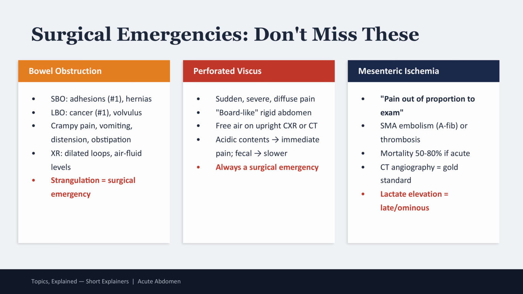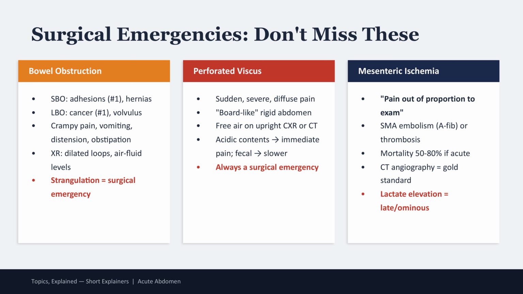If there's fever, tachycardia, or peritoneal signs, suspect strangulation, that's a surgical emergency. Perforated viscus, which is a perforation in an otherwise hollow organ, like the gallbladder, causes sudden severe pain with a board-like rigid abdomen. Free air on upright chest X-ray or CT confirms it, go to the OR.